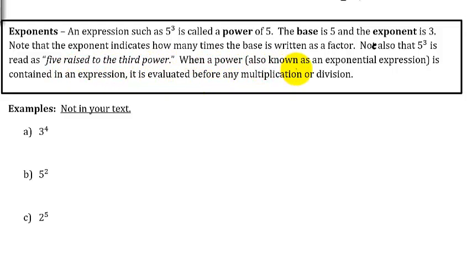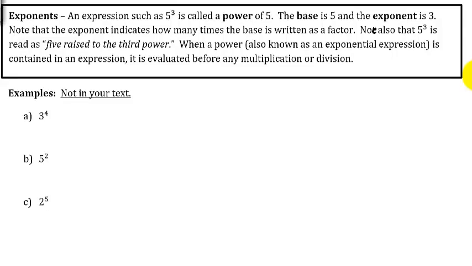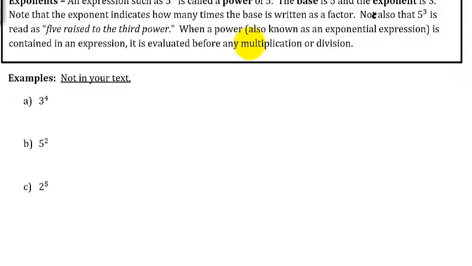When a power, also known as an exponential expression, is contained in an expression, it is evaluated before any multiplication or division. So when you have a bunch of operations together, then evaluating exponents comes first. So here are just some examples. If you want to calculate what 3 raised to the fourth is, that's the same as 3 being multiplied to itself 4 times. So it's 3 times 3 times 3 times 3. And when you multiply that all out, you get 81.